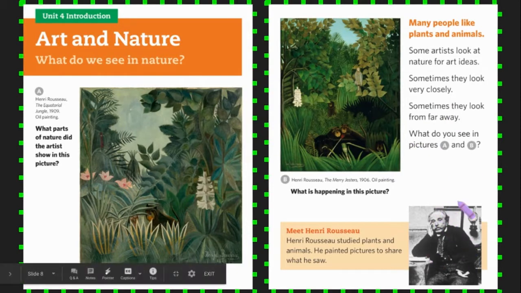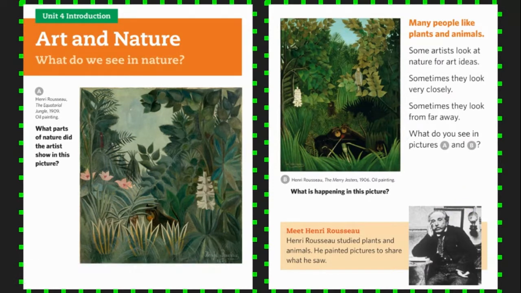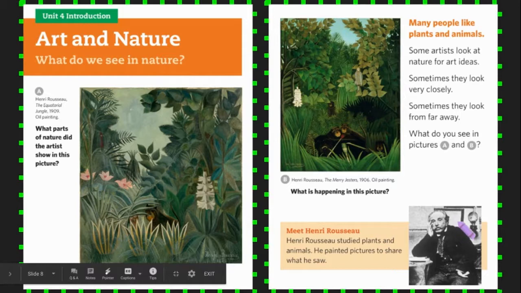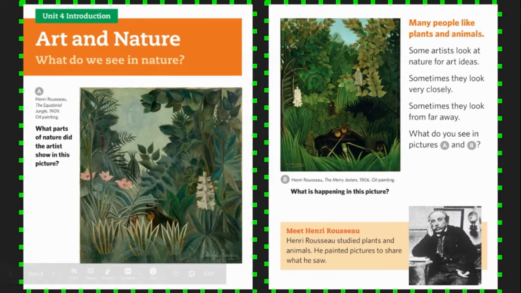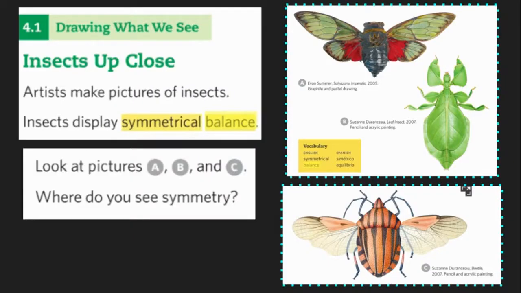This is a picture of Henry Rousseau. As you can see, it's black and white. We can make black and white pictures now, but this was a picture taken a very long time ago, 1906, maybe even earlier. That's over 100 years ago. Okay, Henry Rousseau studied plants and animals. He painted pictures to share what he saw. Now we're gonna draw what we see.